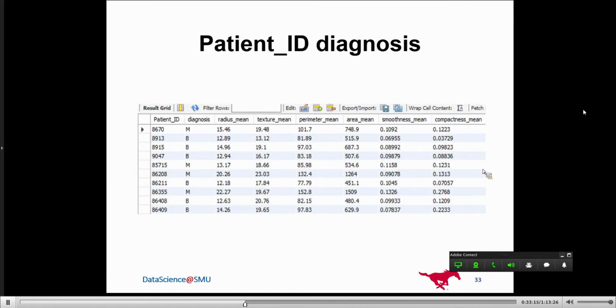Yeah, sure. This chart is an example of the patient data that we have today. It has the patient ID, the diagnosed result, and all kinds of variables that we have available in this data. Next page.